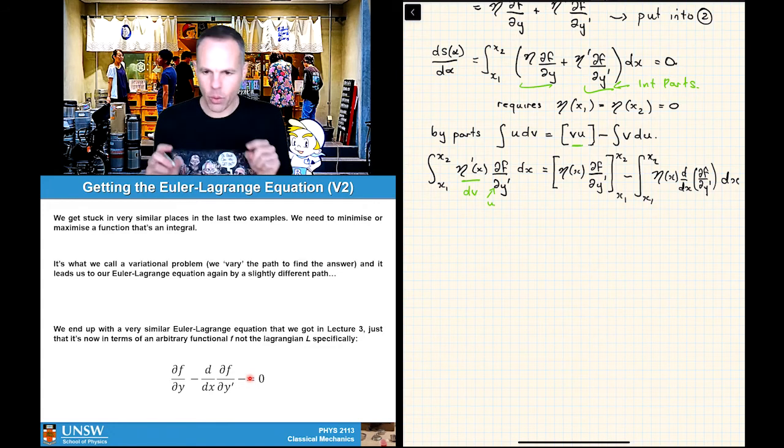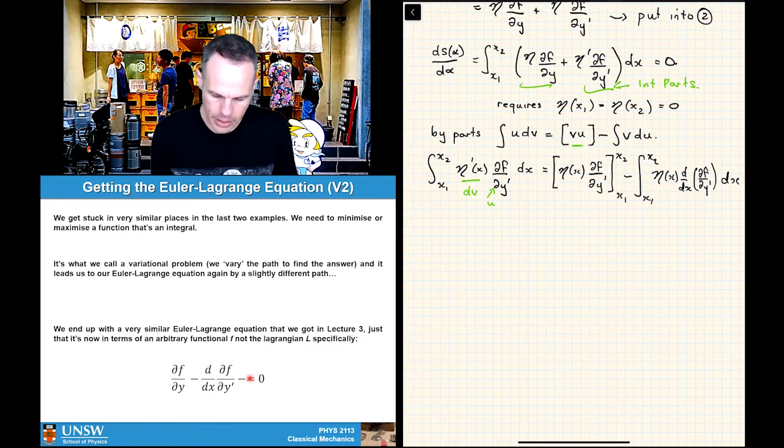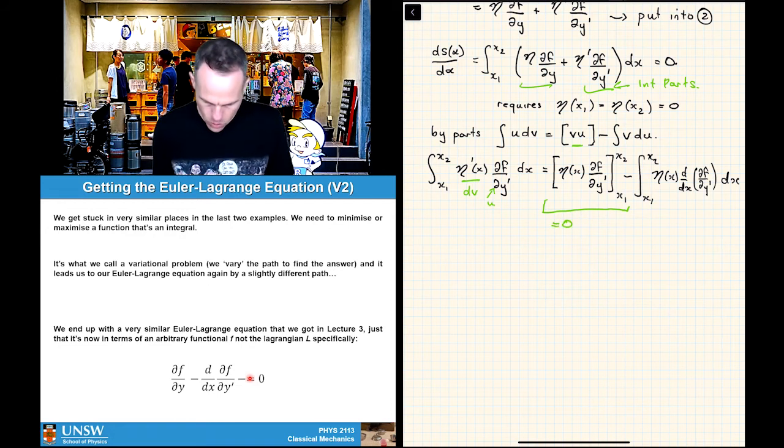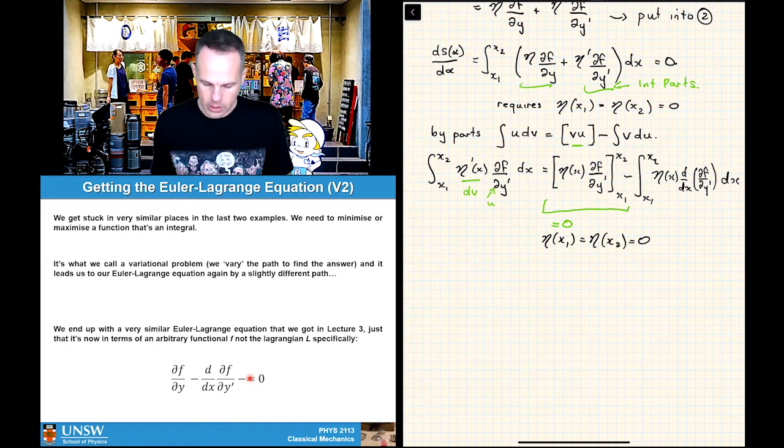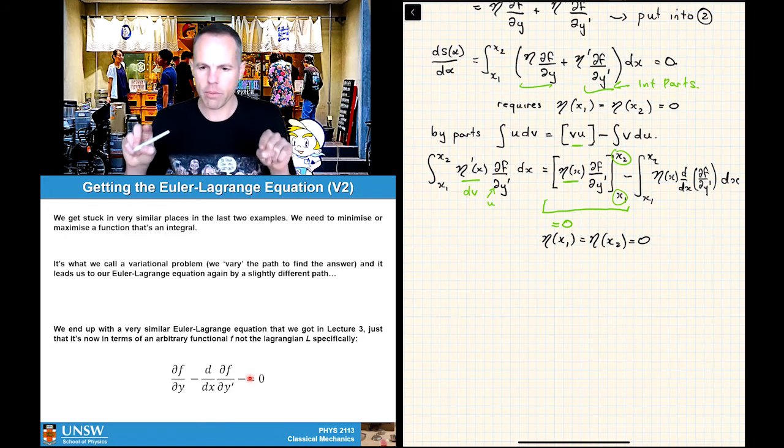The really crucial point in here, and this is one that turns up again and again for the next few lectures, so I want you to notice this one carefully. This thing here is going to be 0. And it is going to be 0 because we know that eta at x1 is equal to eta at x2 is equal to 0, right? So at the two ends of this component, this term is 0, which drives the whole thing to 0, okay?